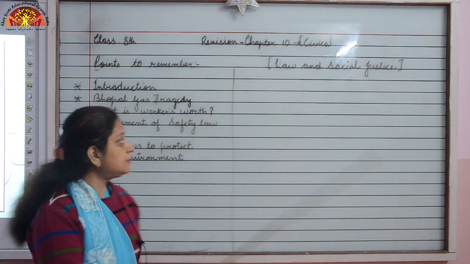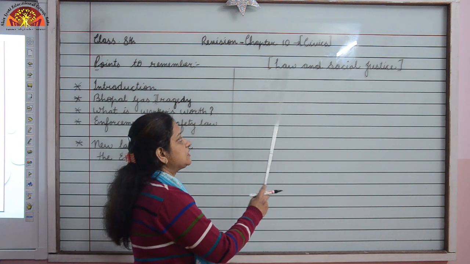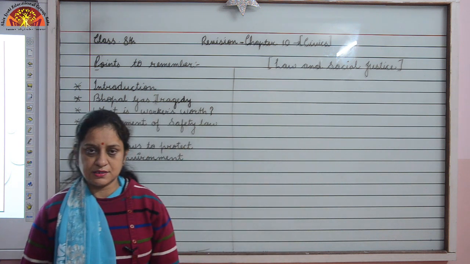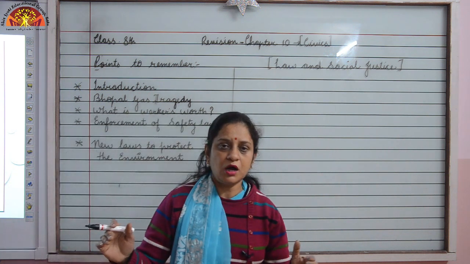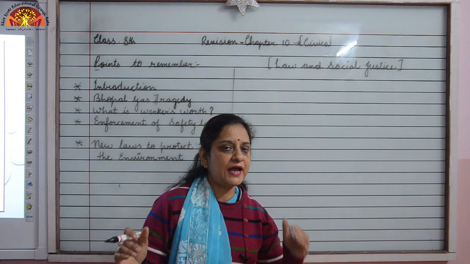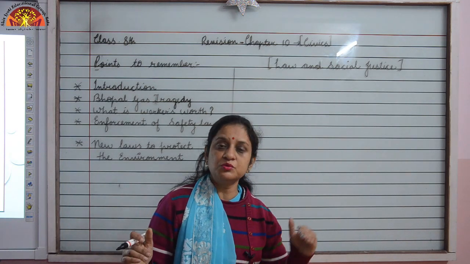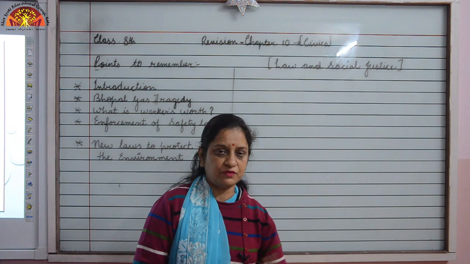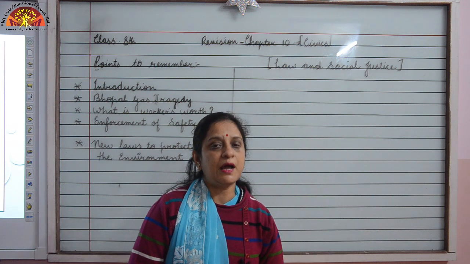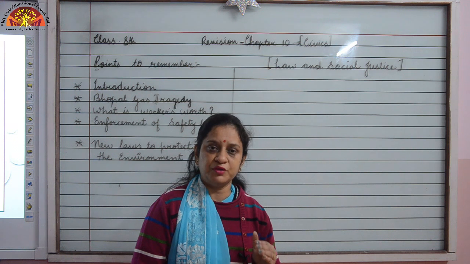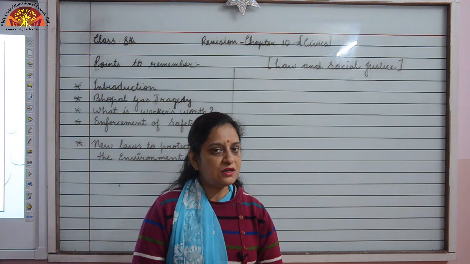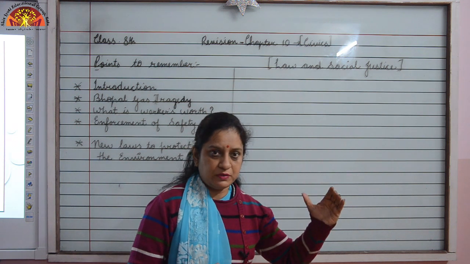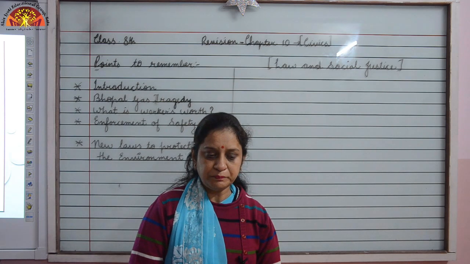Students, as is clear from the name of the chapter, that is Law and Social Justice, in this chapter we will talk about law and how we get social justice through these laws which are made by government for the citizens of the country and which are applicable to each and every one. Which body makes the law for the country? Parliament makes the law for the country.